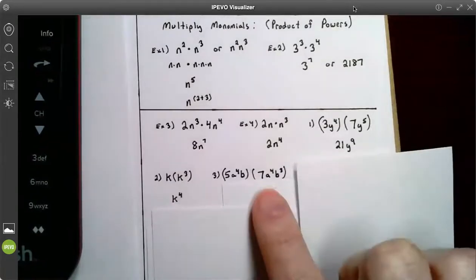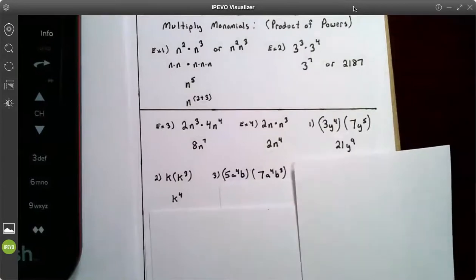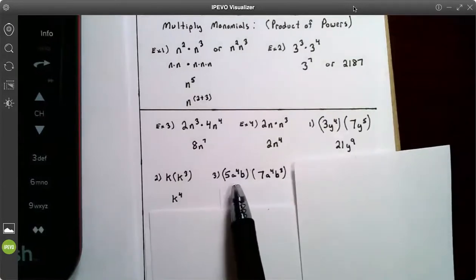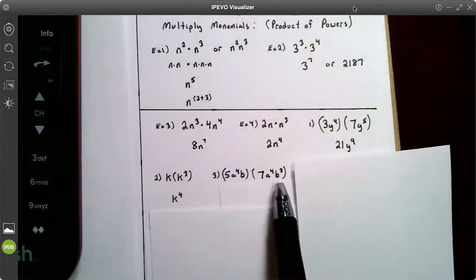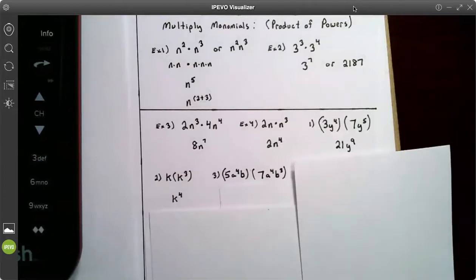Let's try number 3. Number 3 says 5a to the 4th b times 7a to the 4th b cubed. You'll have 3 things to multiply on this one: the coefficients, the a's, and the b's. Give it a try.